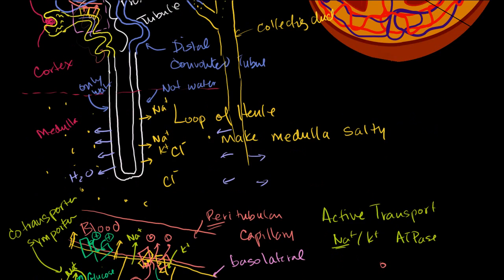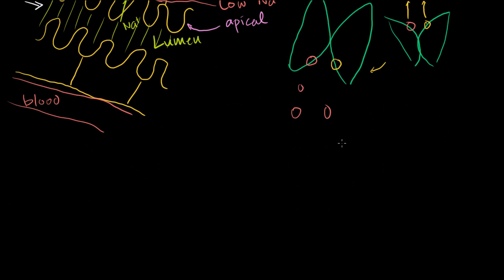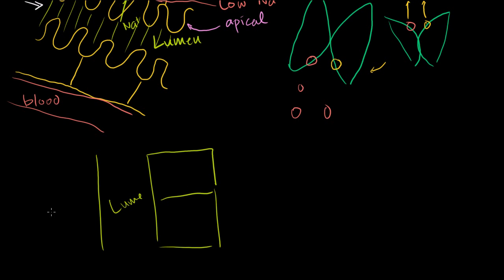If we go to the loop of Henle, if we go to the ascending part right here, where we're trying to get the salts out of the picture, same idea. Let me draw it. So let's say that right there is the lumen. This is a cell that makes up the wall of the lumen. So we're in the loop of Henle now.